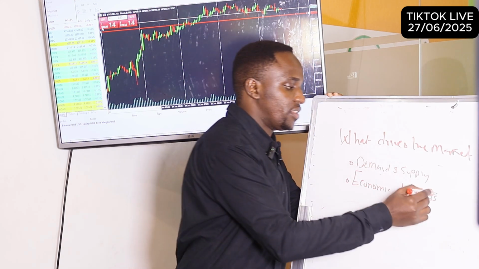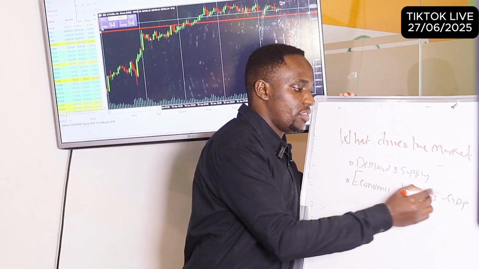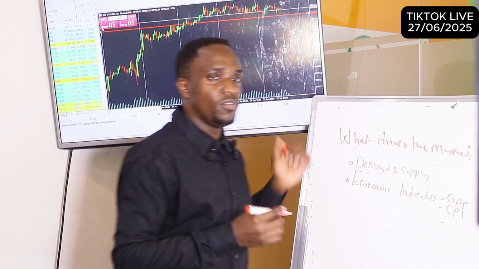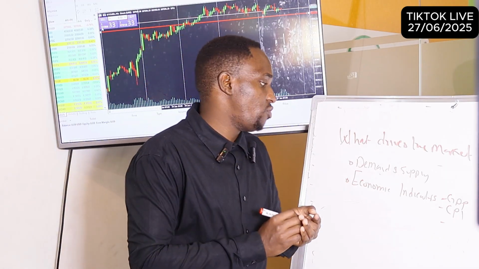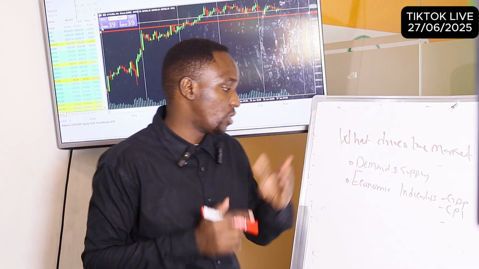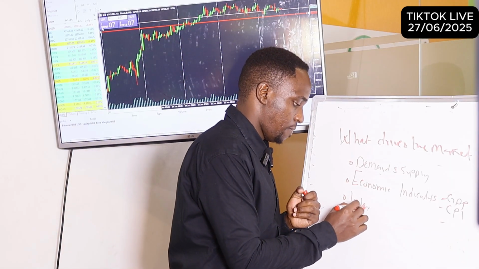Economic indicators such as the GDP and the CPI usually move this forex market a lot. Anytime they are released, they are some of the things that can move the market a lot. Another thing that really usually moves the market is interest rates.